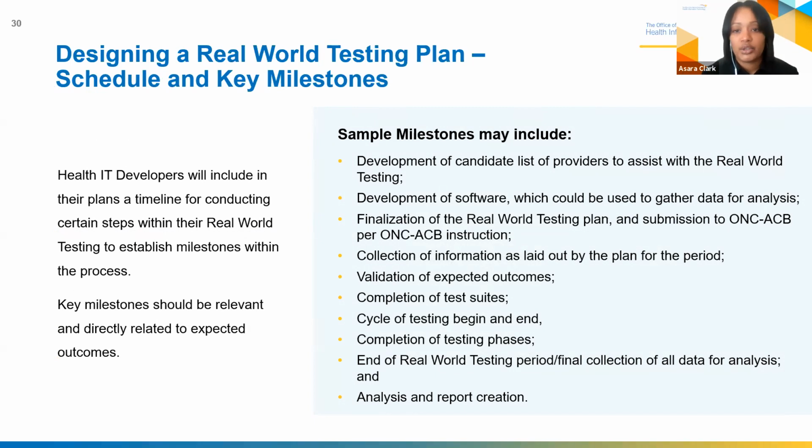These milestones may include the development of candidate list of providers to assist with real-world testing, development of software, which could be used to gather data for analysis, finalization of the real-world testing plan and submission to ONC ACB per their instruction, collection of information as laid out by the plan for the period, validation of expected outcomes, completion of test suites, cycle of testing begin and end, completion of test phases, the end of real-world testing period or final collection of all data analysis, and the analysis and report creation.